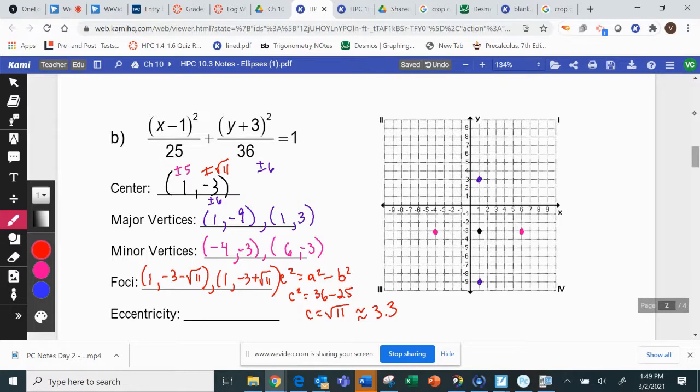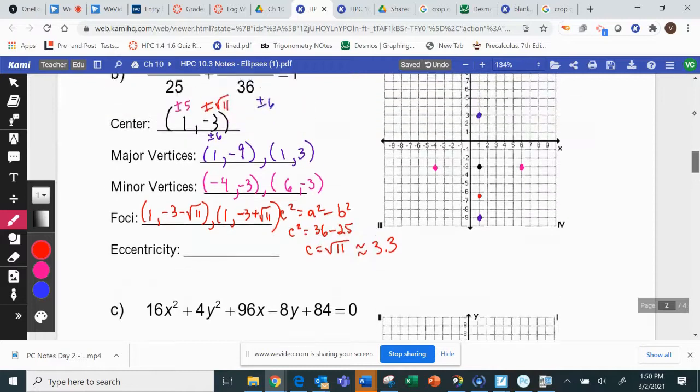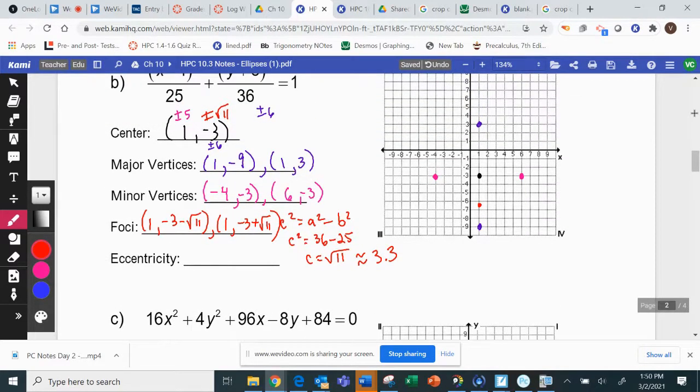And I just used my calculator to find out that square root 11 is about 3.3. So from the center, I'll go up and down about 3.3 for my foci. The eccentricity, C over A, so we'll do square root of 11, and my A value is 6, square root of 11 over 6.